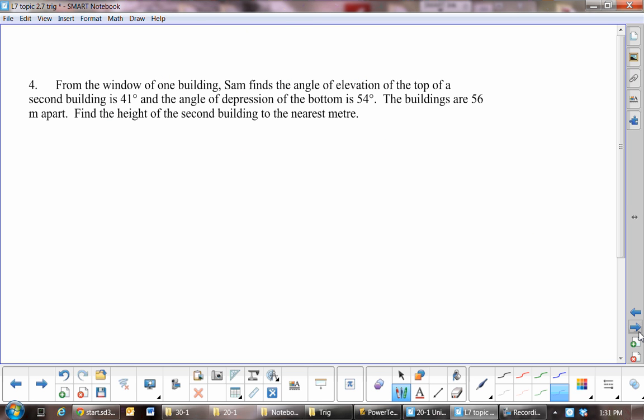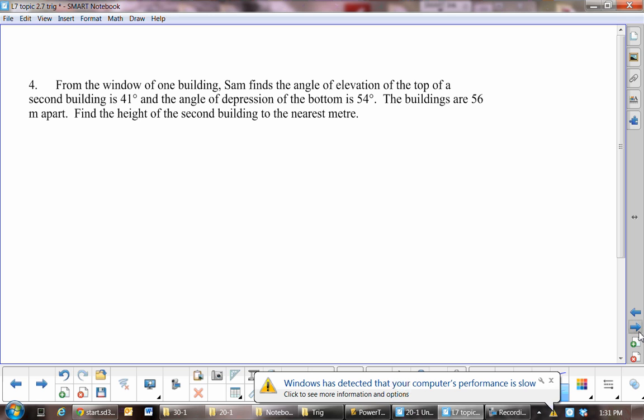Okay, number 4. From a window of one building, Sam finds the angle of elevation to the top of the second building is 41 degrees. The angle of depression is 54. The buildings are 56 meters apart. Find the height of the second building.